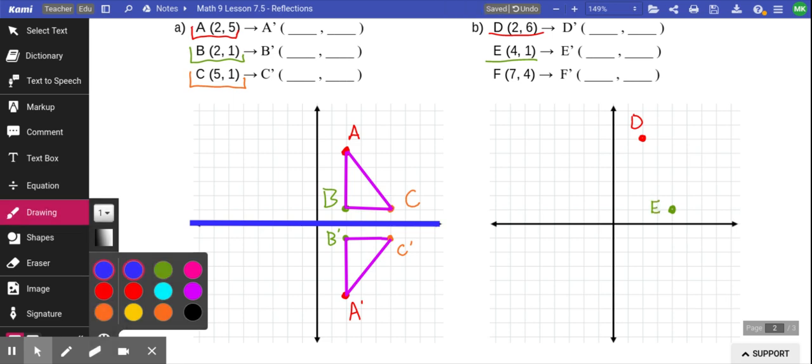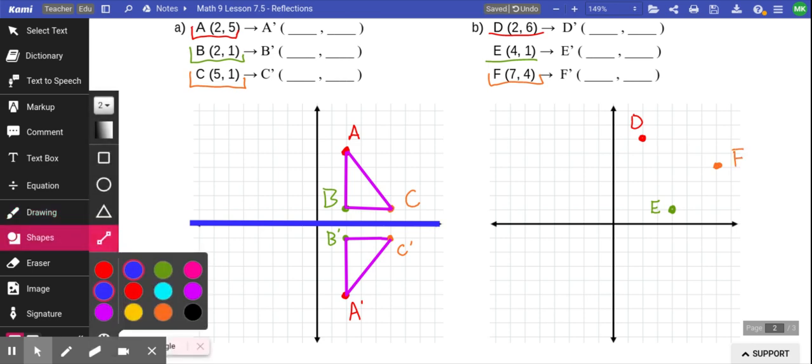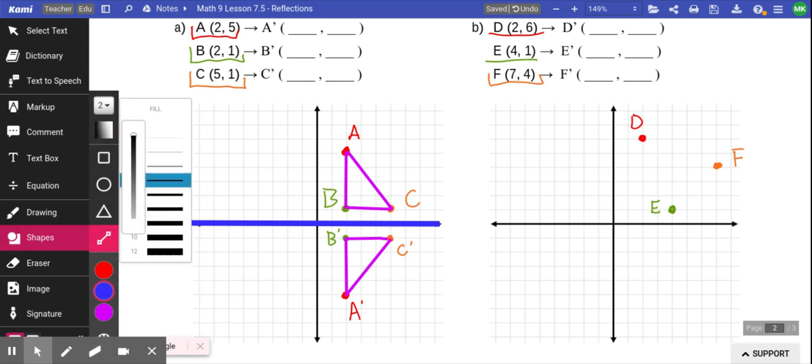And F. F is at 7, 4. So 7 to the right. 1, 2, 3, 4, 5, 6, 7. And then 4 up. 1, 2, 3, 4. F is right there. My goal is to reflect them about the x-axis. The x-axis is this line right here.